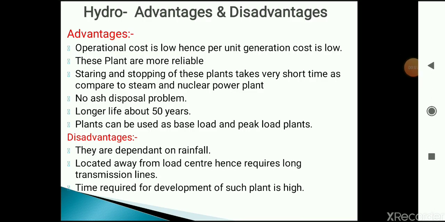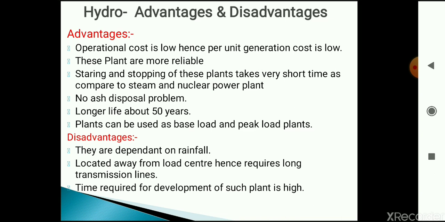There are some advantages and disadvantages of hydroelectric power plant. First of all, we will see what the advantages are. Number one is its operational cost is low. Input energy required is available naturally. Water is naturally available. That's why we don't have to spend much on its input, and per unit generation cost is low.